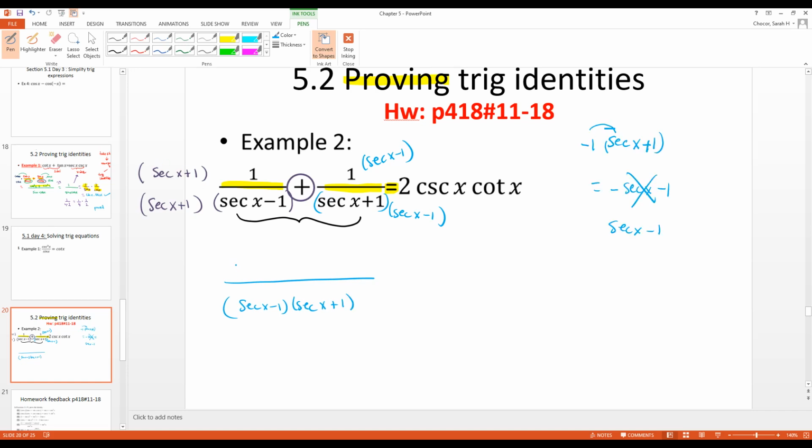The top, we distribute secant x plus 1 and we multiply by 1. It's easy in this case, it stays the same. 1 multiplied by secant minus 1 also stays the same. I still don't touch the second side. Remember, we still change everything in the first side to make the second side show.